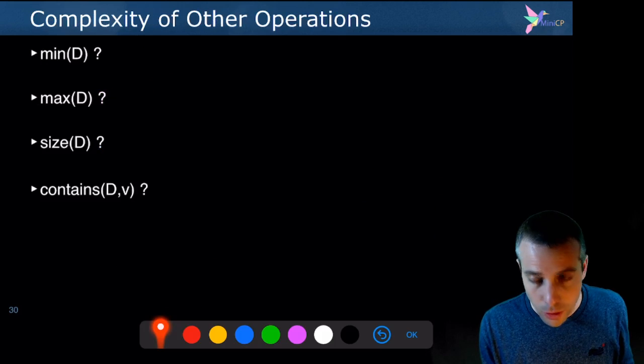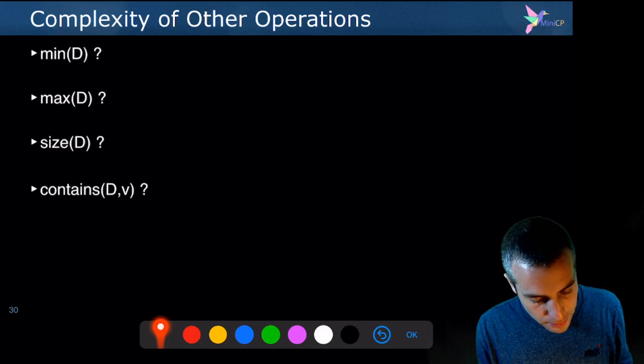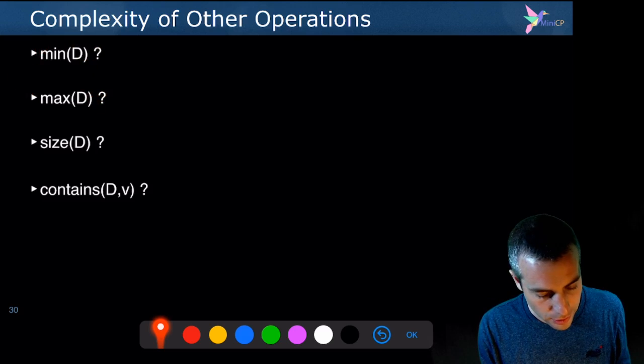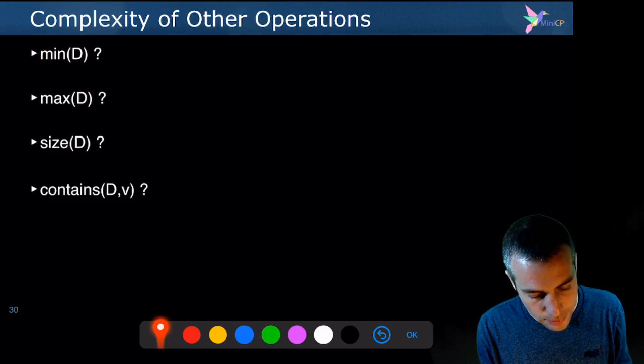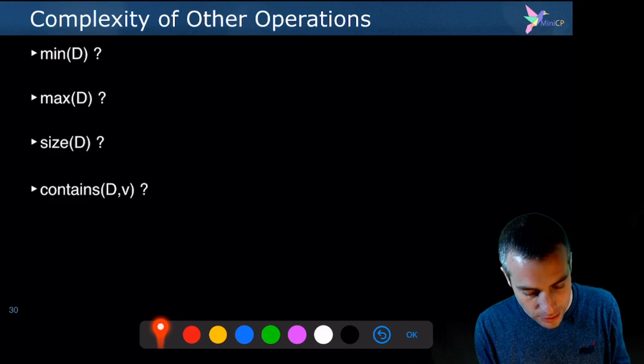So all these operations are very efficient. You can remove a value in constant time, assign the set to a single value in constant time. What is a little bit more complex is retrieving the minimum and the maximum. Okay, it may take a little bit longer because you might need to iterate over the values that are still in the set to update the minimum and the maximum. Retrieving the size is also in constant time, and checking if a value is present or not in the set is also a constant time operation.